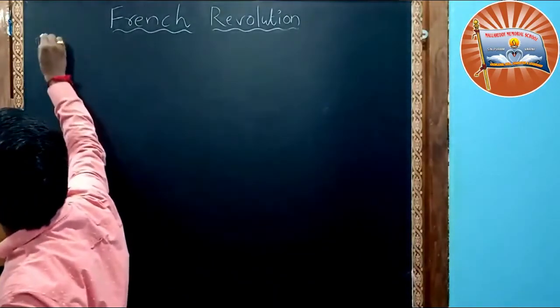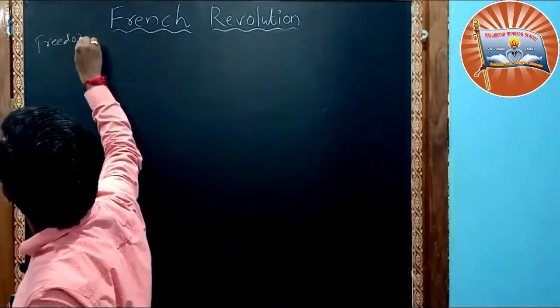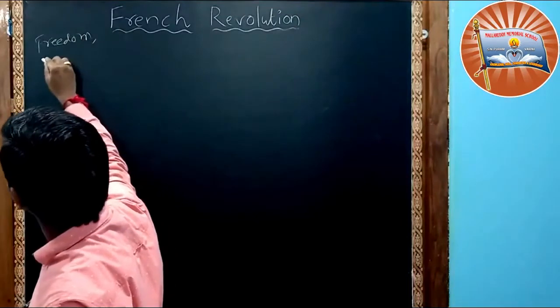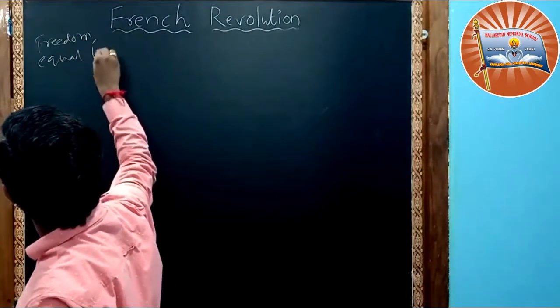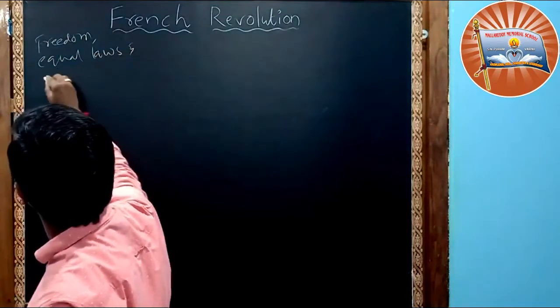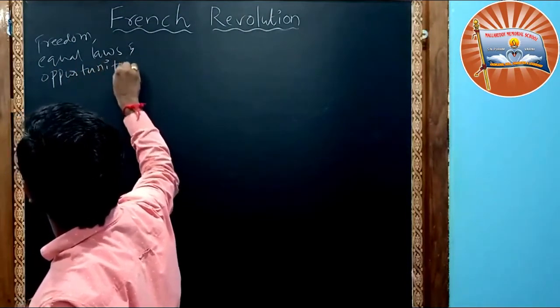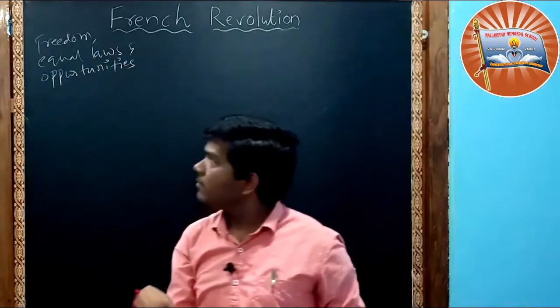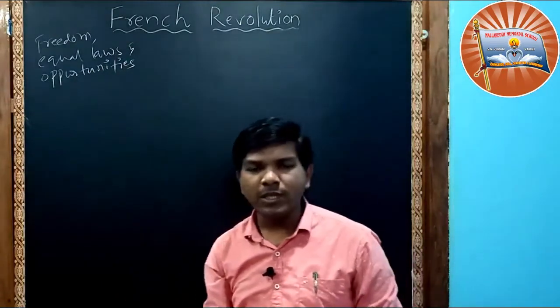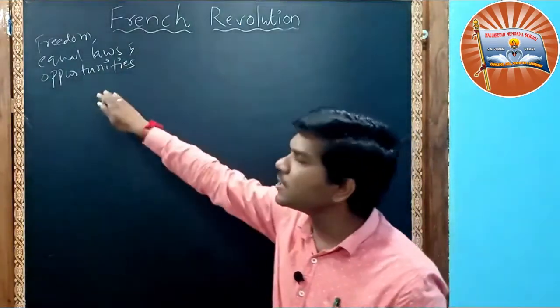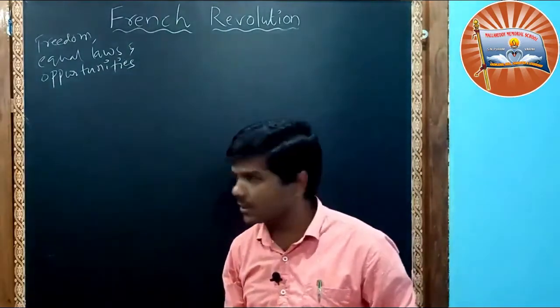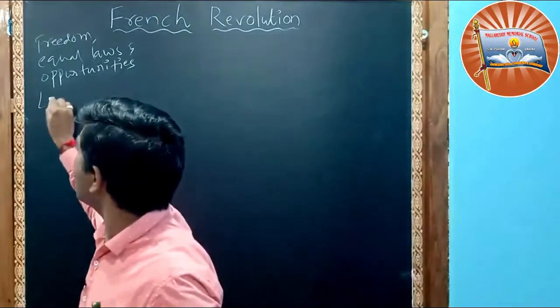What do they want? Freedom, and equal laws, and opportunities. Freedom, equal laws and opportunities they want. So these are the philosophers' ideas. Example, John Locke.